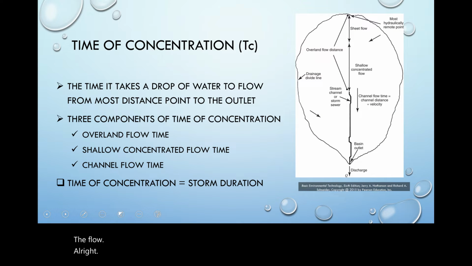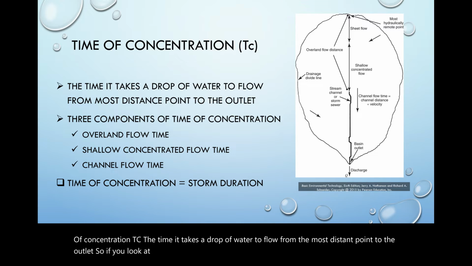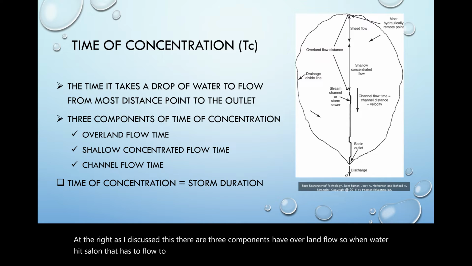Okay, let's talk about time of concentration, Tc. The time it takes a drop of water to flow from the most distant point to the outlet. So if you look at the figure at the right, as I discussed this, there are three components. You have overland flow. So when water hits a lawn, that has to flow to its lowest area. We have shallow concentrated flow, and then we have channel flow.